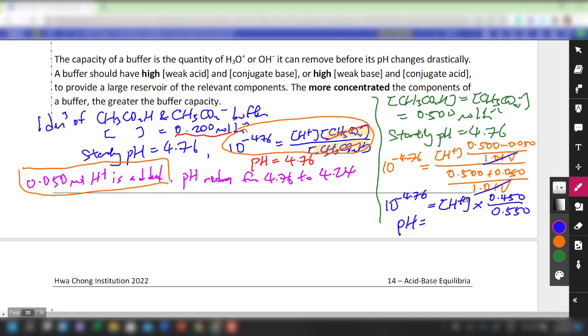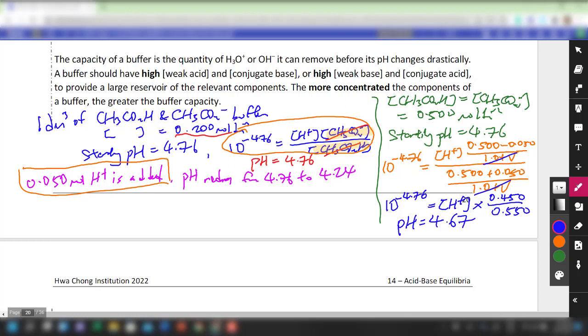So I'm going to take my calculator. 0.45 divided by 0.55, that is 0.818. So 10 to the power minus 4.76, and then I divide the whole thing by this, and then I take the negative log to the base 10. I'm going to get 4.67. Okay, 4.67. So, do you notice one thing?